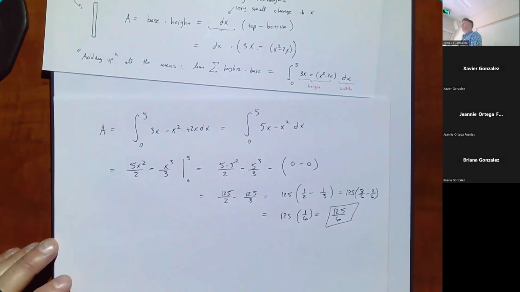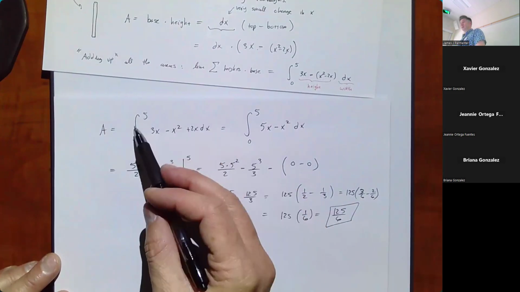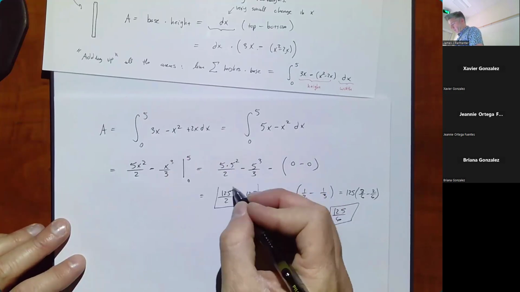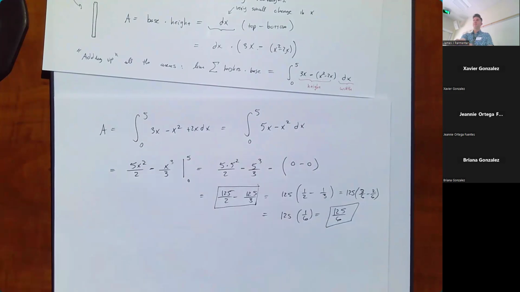But again, the simplifying here is not the most important part. The most important part is being able to set it up correctly and to differentiate correctly. And honestly, if you stopped right here, that's probably more than enough, unless your professor says on the exam you need to simplify as much as possible. Questions about this example before we do quite a few more?